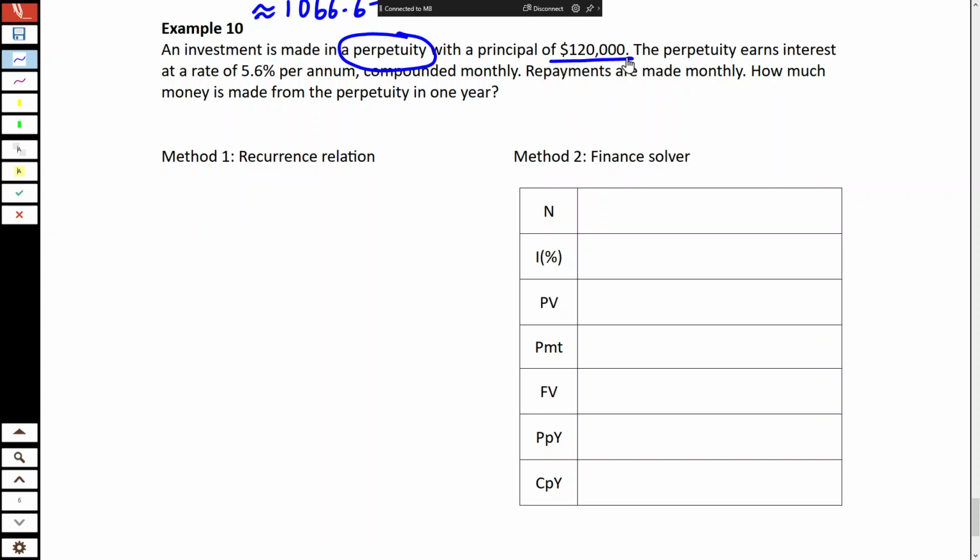The principal at the beginning is $120,000. How can I fill in information in the finance solver here? FV would be negative 120,000. FV or PV? PV. So explain what you mean, Anthony. PV would be 120,000. That's what you get. And then FV would be negative 120,000 because that's what you still have owed. Yeah, I have the opposite.